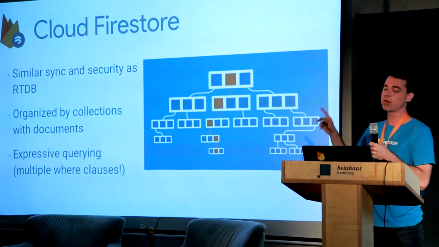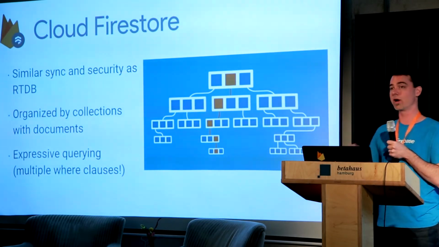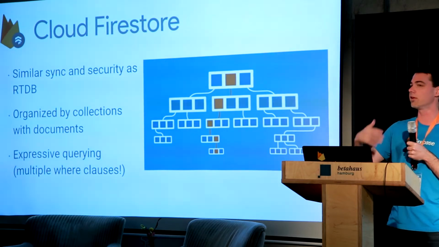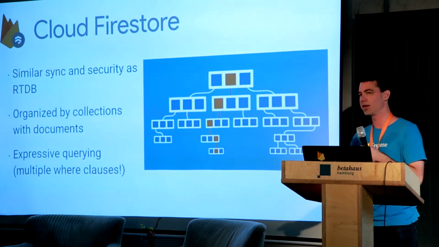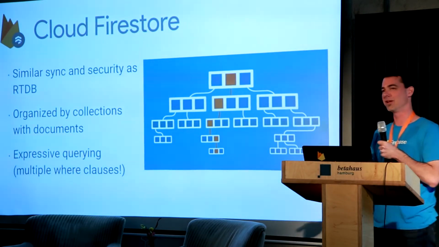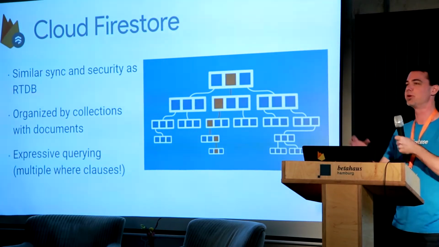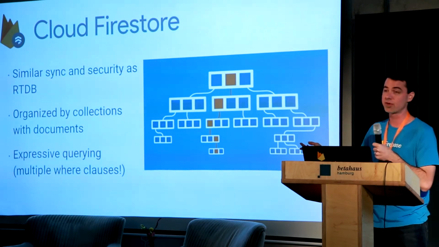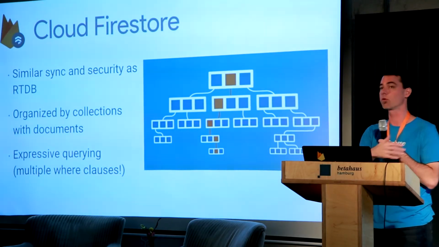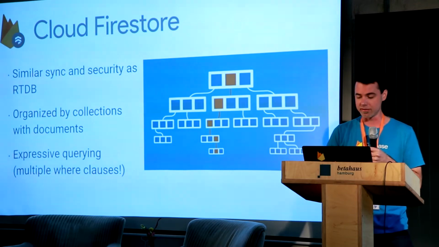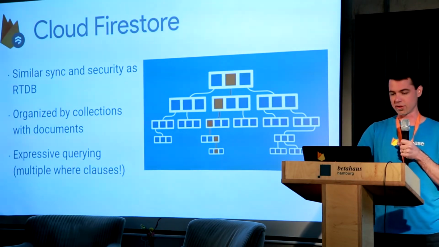The one big thing that was missing from real-time database is multiple where clauses. So if you wanted to sort and filter your data, with real-time database you had to pick one key and only one key for a query, which is okay, but you'd have to structure your data in kind of a strange way. You'd have to build around that limitation. Now with Cloud Firestore, you can have much more expressive querying. You can query on multiple keys, and that opens up all kinds of new possibilities for your client apps.